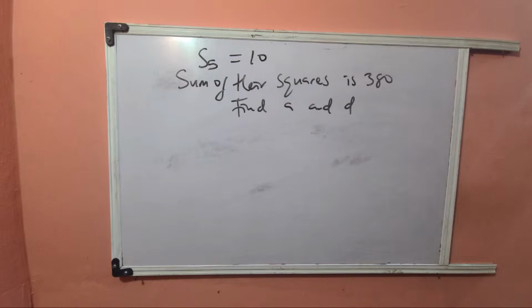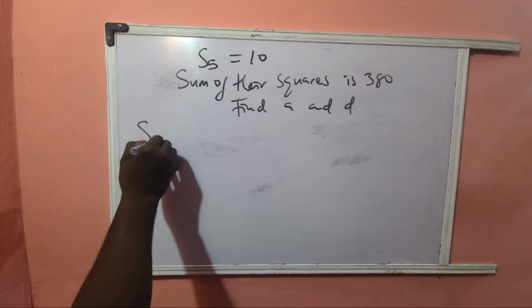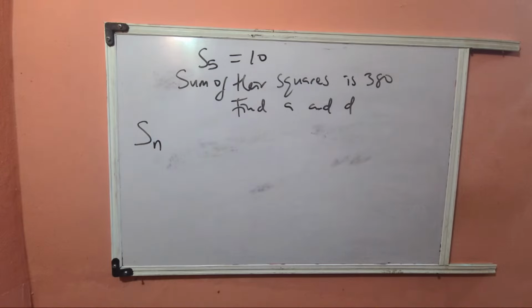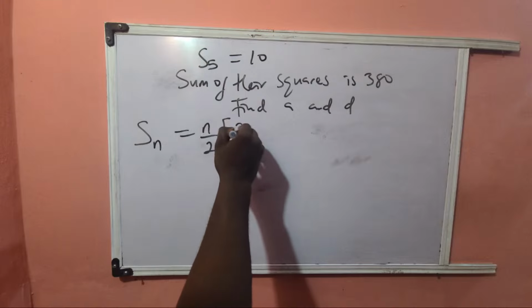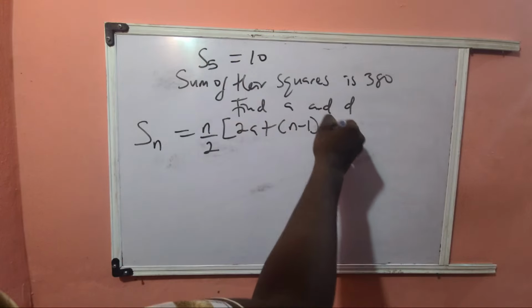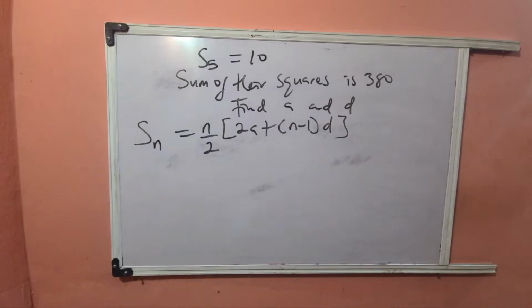So let's see how to solve this question very quickly. You have to make use of your understanding of arithmetic progression in solving this. Now, what is the general term when you're talking about sum? The sum of n terms of an AP is given as n over 2 times (2a plus (n minus 1)d). This is the general term when you're dealing with sum.